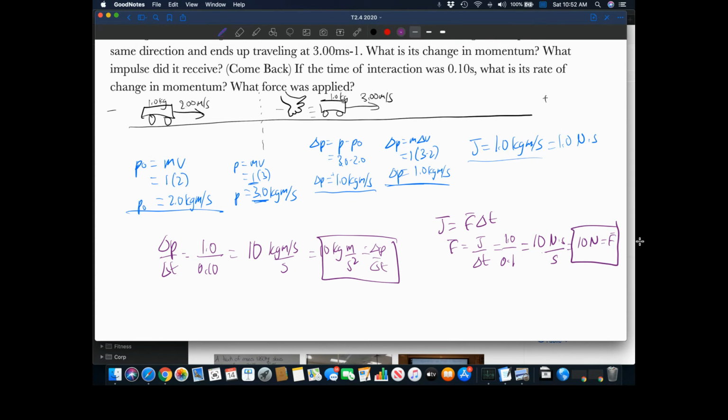Now, it is no coincidence at all that these two are equal to each other. So what we're seeing here is that force is the rate of change of momentum. And it turns out the definition of force is the rate of change in momentum, or delta P over delta T.